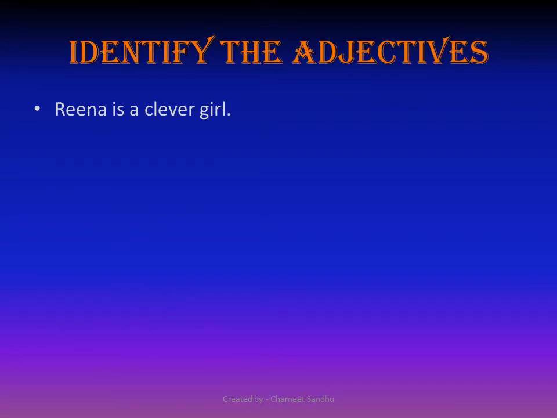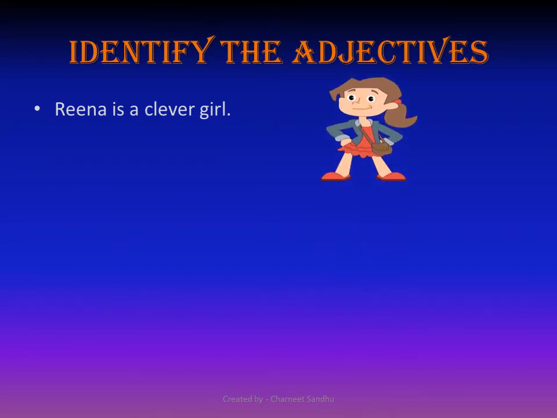Reena is a clever girl. So what kind of girl is Reena? The answer to this question will be your adjective. So tell me, what kind of girl is Reena? She is a clever girl. So the word clever is your adjective.